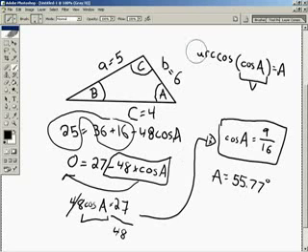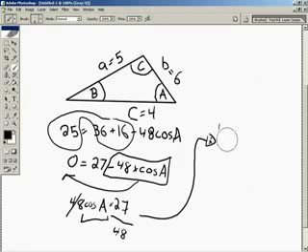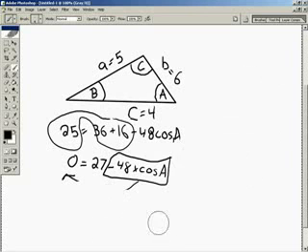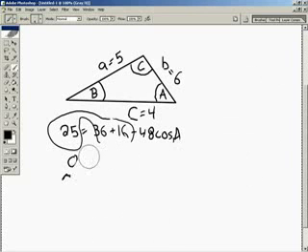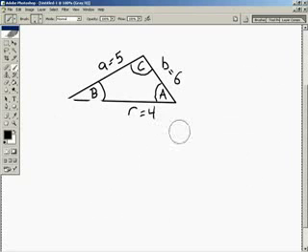So, we'll erase this, erase everything down here. Okay. And now we're going to cover the law of tangents in triangles.